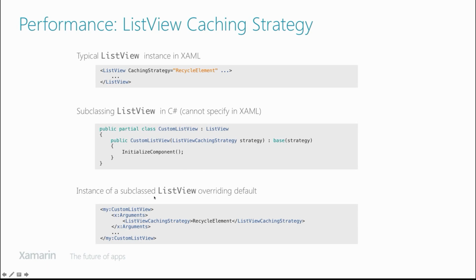These two will cause compiler errors if you try to specify this in XAML like the first one. And I kind of scratched my head when I first hit this issue. So I wanted to point that out. It's kind of a little confusing. The docs do a really good job of explaining this, but it is kind of important to know the different ways that you would set caching strategy.